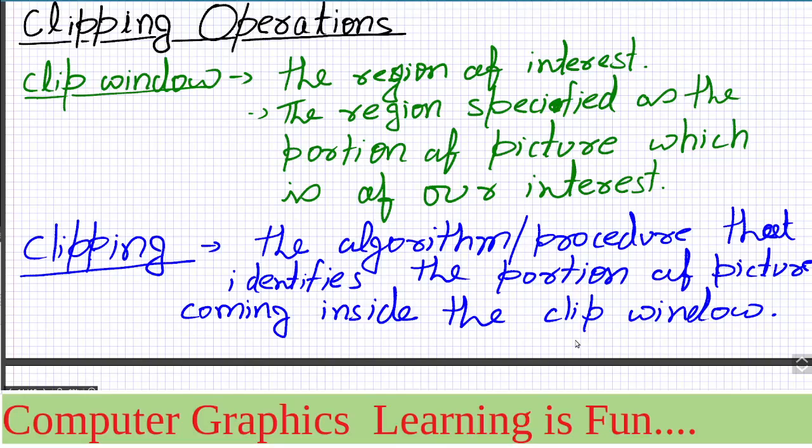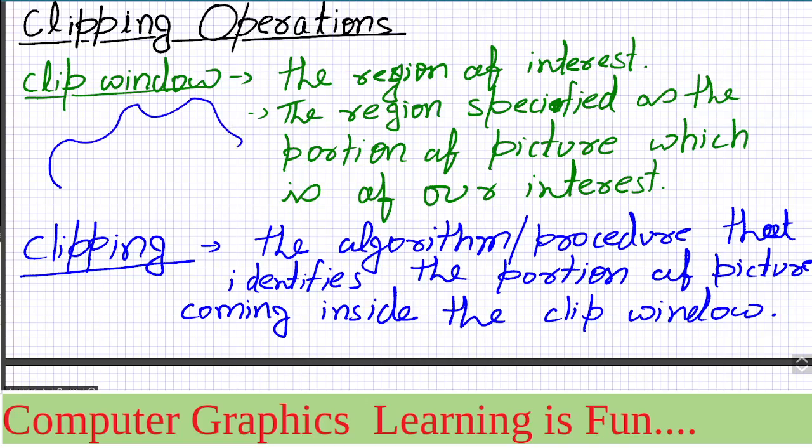Clipping operations, where the clipping window is definitely the region of interest. In our whole picture, whole scene, we have all the objects drawn accordingly, a good picture. A clip window is something which will specify a region of interest, that usually is the portion of the whole image.